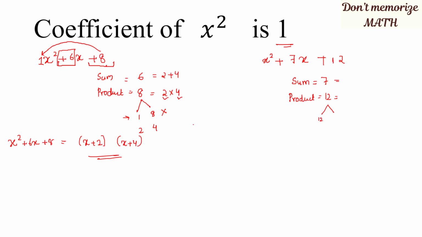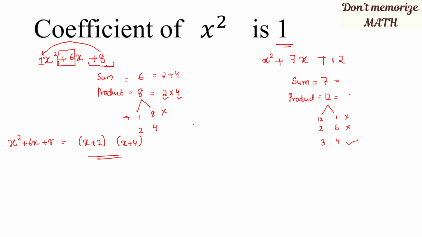So how can we split 12? 12 times 1 is 12, but 12 plus 1 is not 7, right? So this is not the pair. Then 2 times 6. 2 times 6 is 12, but 2 plus 6 is not 7. So this is not the pair. Next, how will we get 12? 3 times 4. 3 times 4 is 12. What about 3 plus 4? It is 7. So this is the pair.